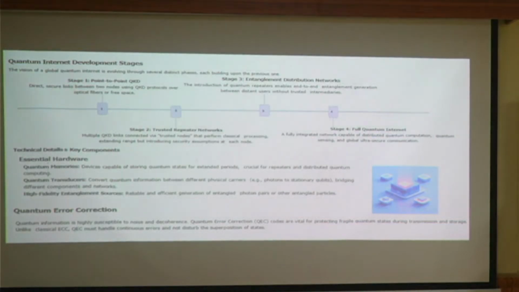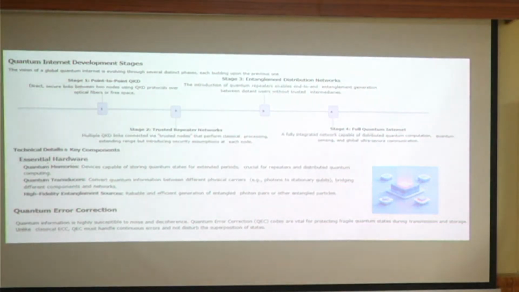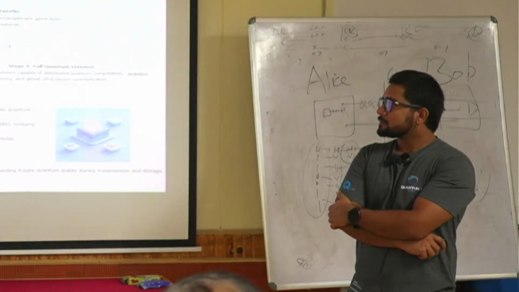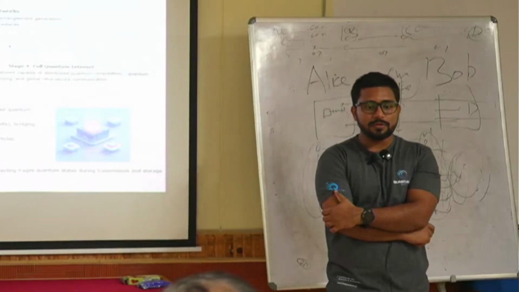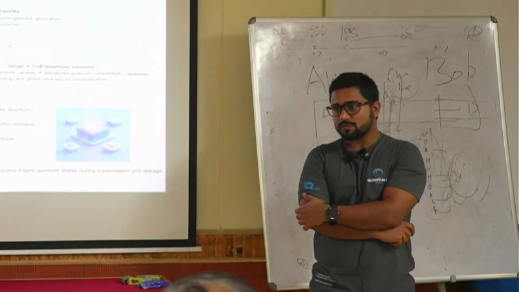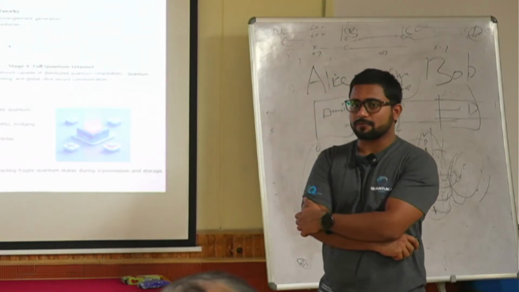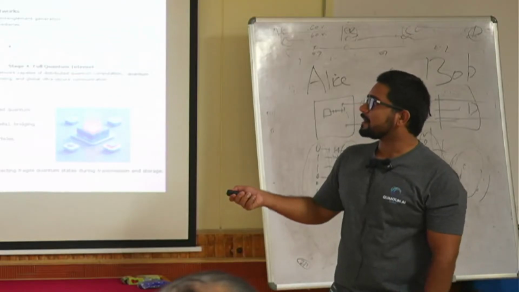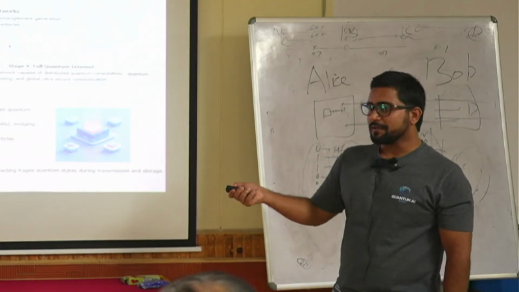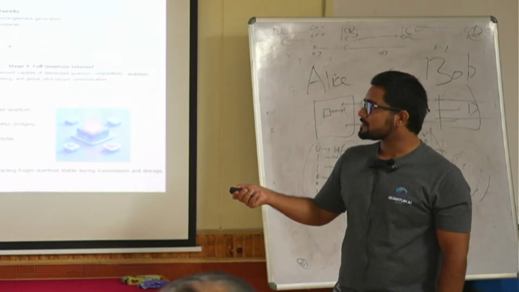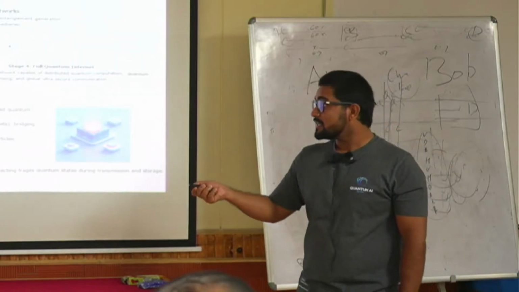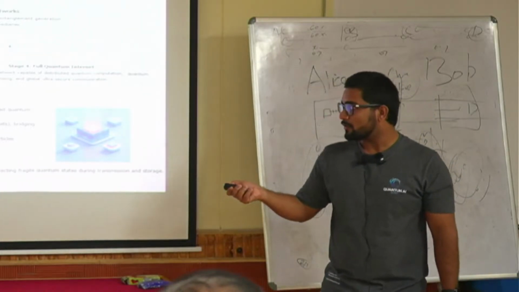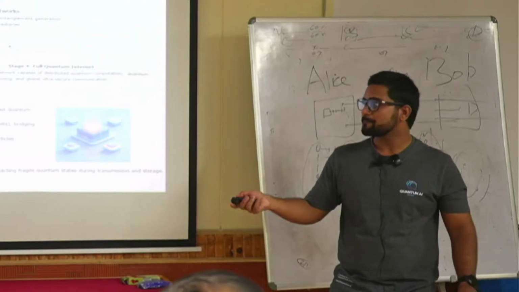So what are the essential devices that are required? My focus is mostly on the quantum hardware side. So we work to develop those devices which will be the building blocks of that quantum network. So what are the major parts? Quantum memory, quantum transducer, and high fidelity entanglement source. These three are the backbone of what we have discussed so far.